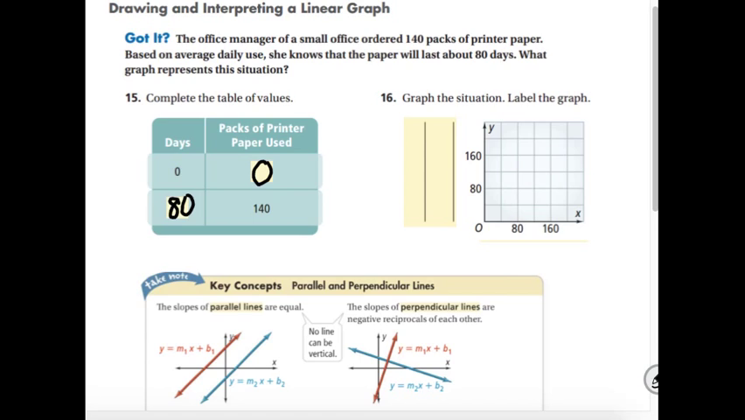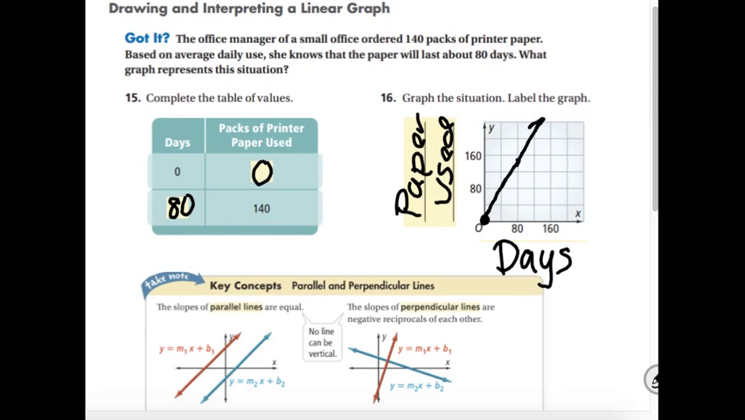So all we have to do is graph. First we need to label the graph. On the x-axis, we're going to write days. And on the y-axis, we're going to write paper used. And then plot our points (0, 0) and then (80, 140) about there. And this time only one arrow. There are no negative values because you can't have negative days and you can't have negative paper used.